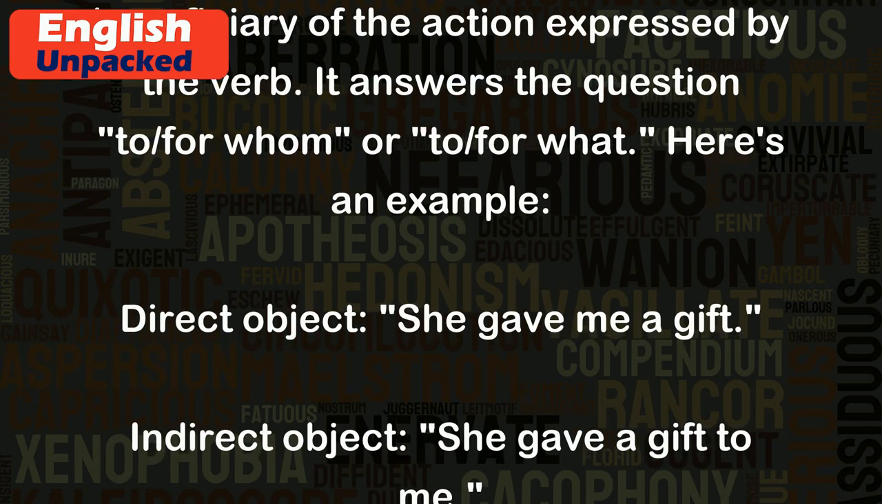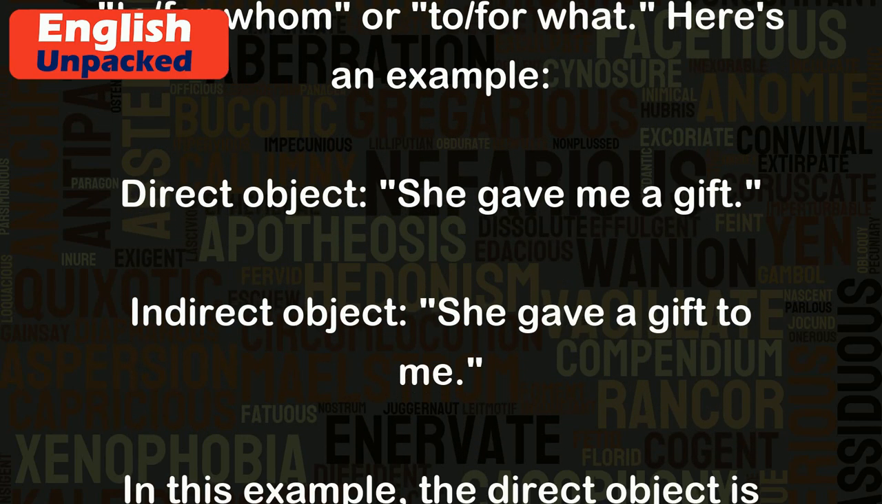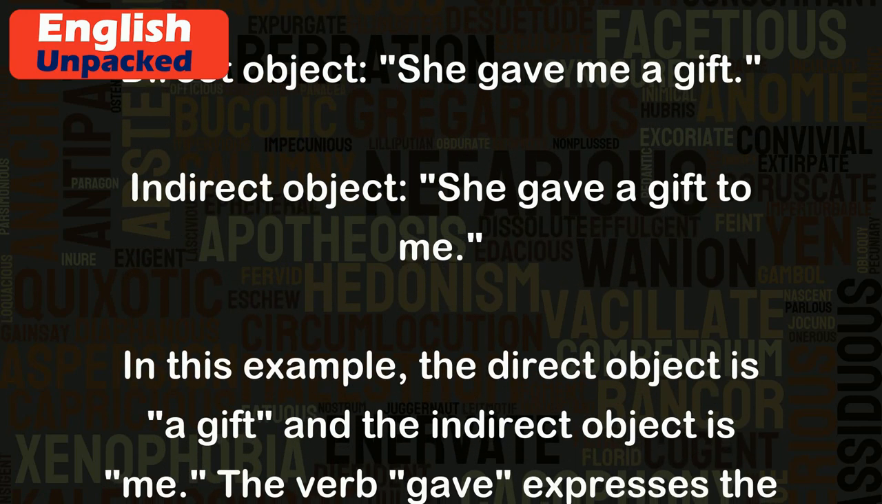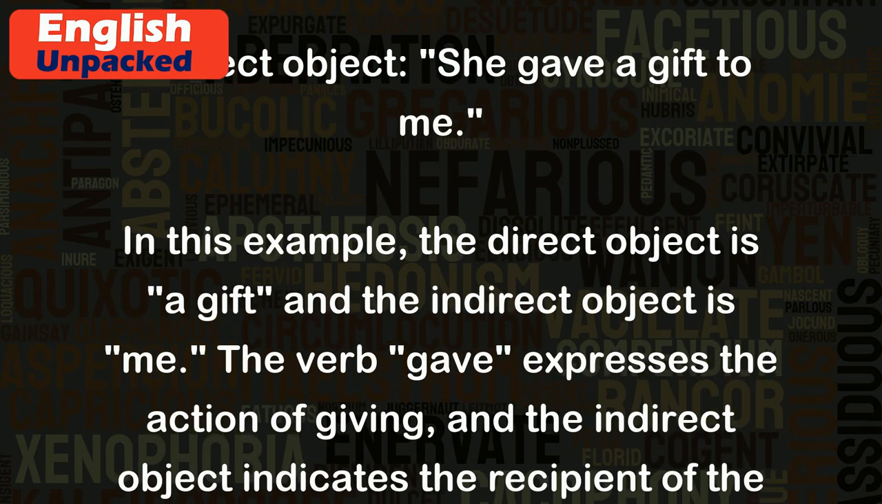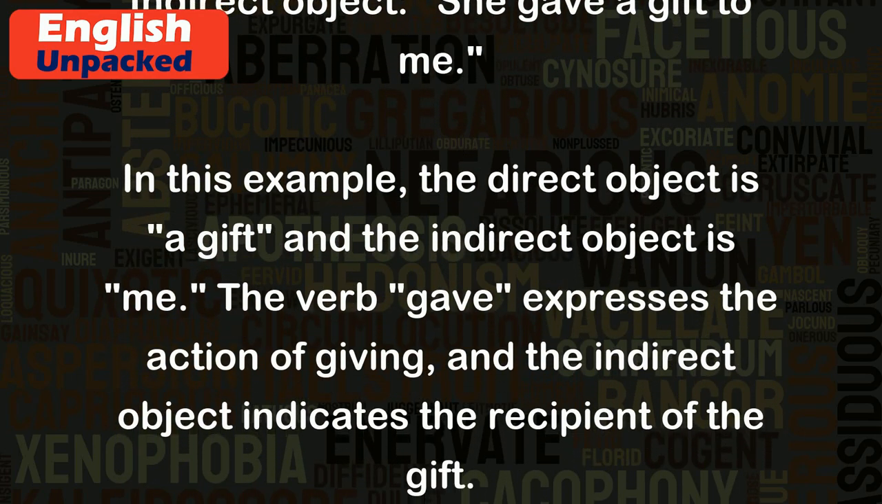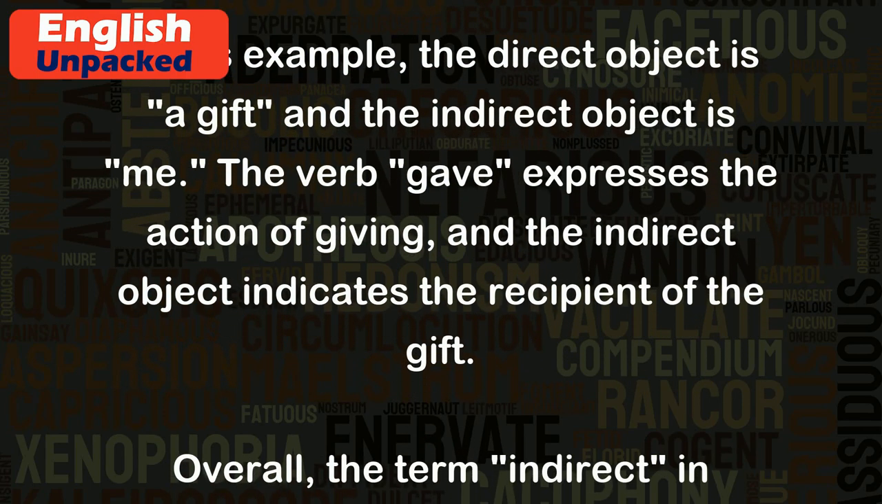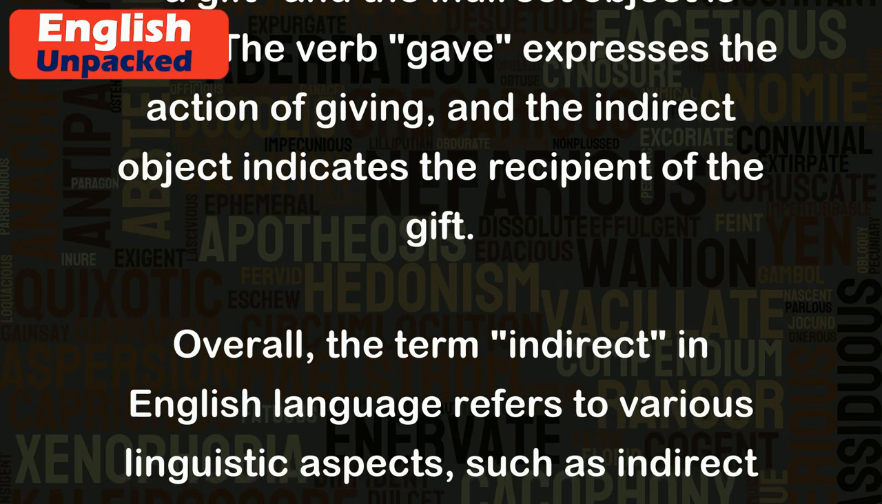Here's an example. Direct object: She gave me a gift. Indirect object: She gave a gift to me. In this example, the direct object is a gift, and the indirect object is me. The verb gave expresses the action of giving, and the indirect object indicates the recipient of the gift.